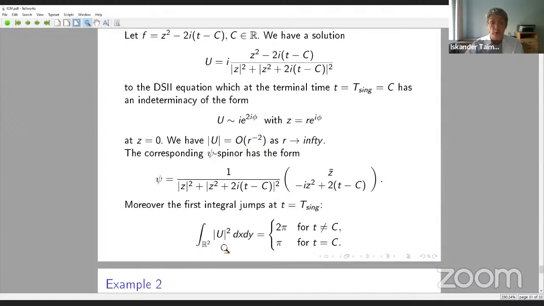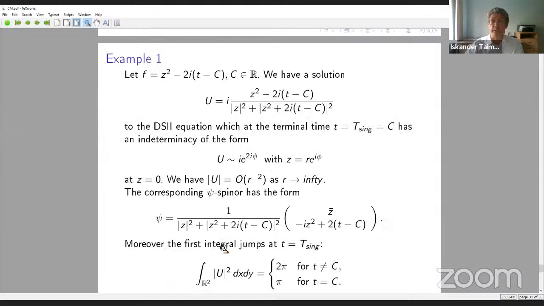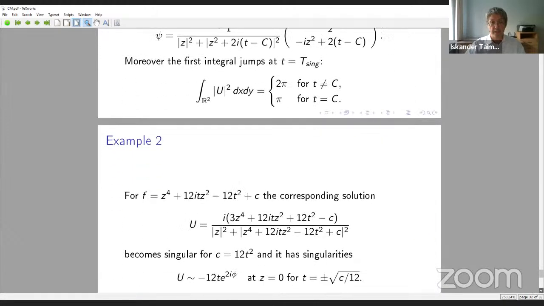But we know that the L2 norm of u is the first integral. What happens with the first integral? It jumps. When we go through the origin, it changes by 2 pi. Originally, it's 2 pi. It becomes pi, and then the solution regains regularity, and it returns to 2 pi. So the existence of such a first integral doesn't help us in proving the regularity of this solution. So this is an example. And this is another example.